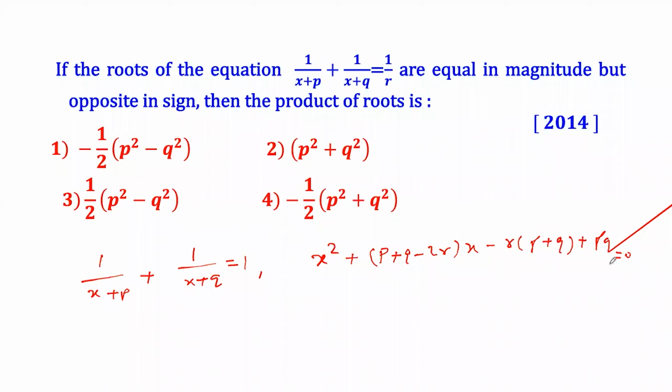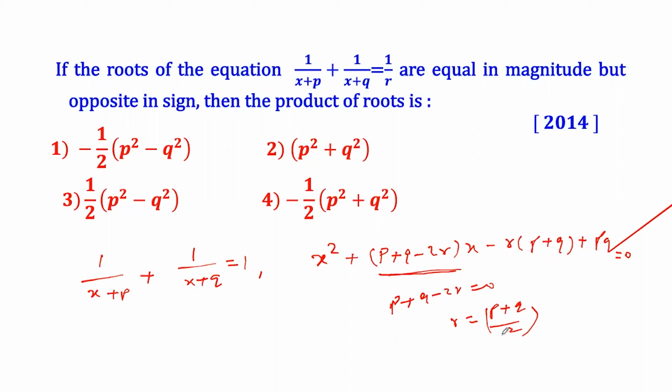So this condition is equal to 0, right? And we know that the roots are equal in magnitude but opposite in sign, so the coefficient of x, only I require this thing, right? Coefficient of x: opposite in sign means same in magnitude, then this will be p plus q minus 2r is equal to 0. So r is equal to (p plus q) by 2, right?